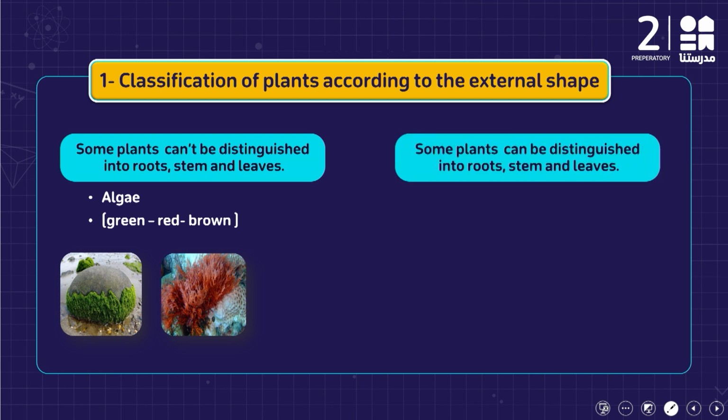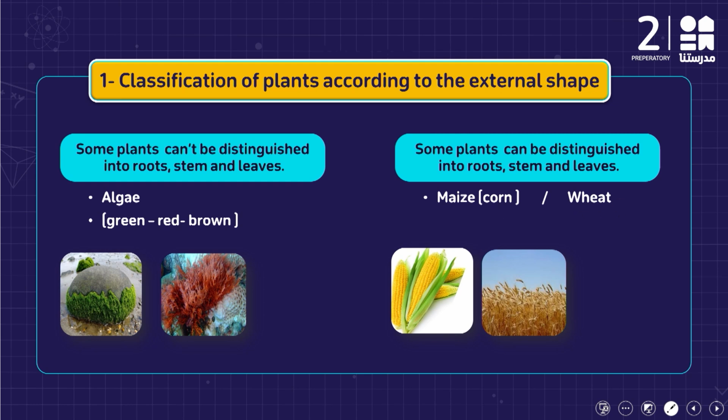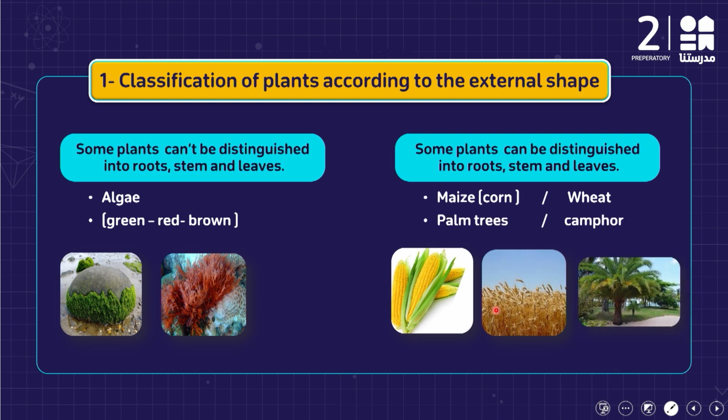Some plants can be distinguished into roots, stem, and leaves. So maize, corn, wheat, these plants have roots, stems, and leaves. Palm trees and camphor. As you see here in front of you, the palm tree, it has stem, leaves, and root underground. So these plants can be distinguished into roots, stem, and leaves.